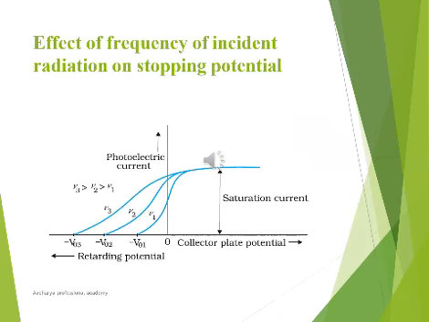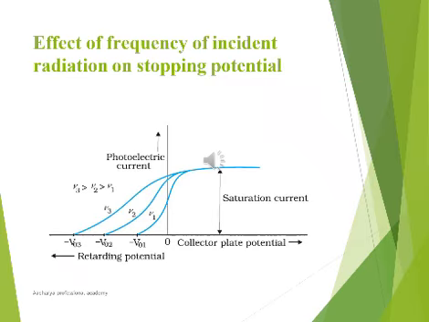Now let us study the effect of frequency on the stopping potential. That is, the effect of the frequency of the incident radiation on the stopping potential. Okay, you see the graph. For the frequency nu1, the stopping potential is minus V01. For the frequency nu2, the stopping potential is minus V02. For the frequency nu3, it is minus V03. You see, as the value of the frequency increases, the stopping potential also increases.